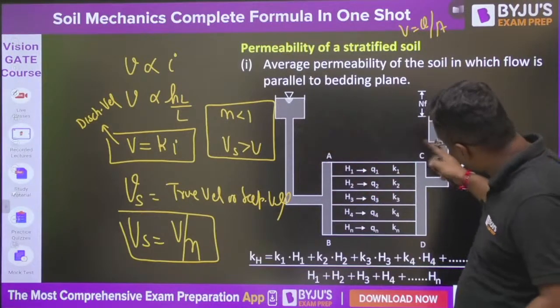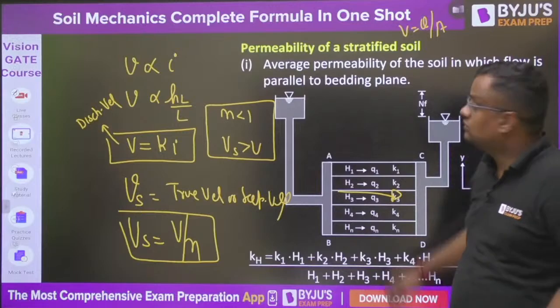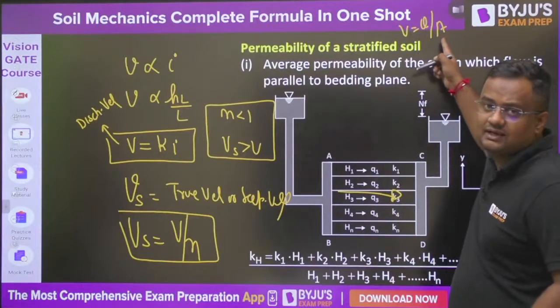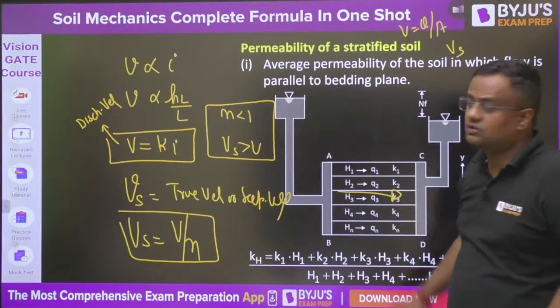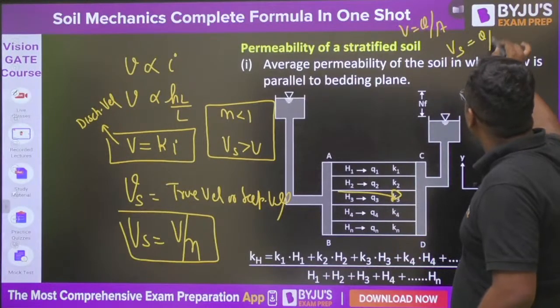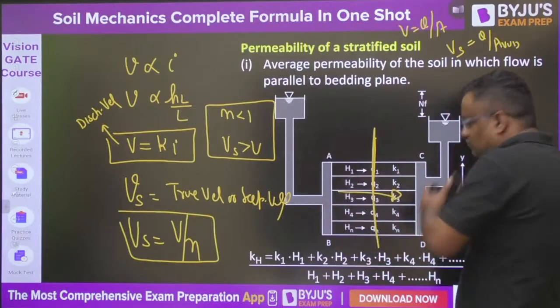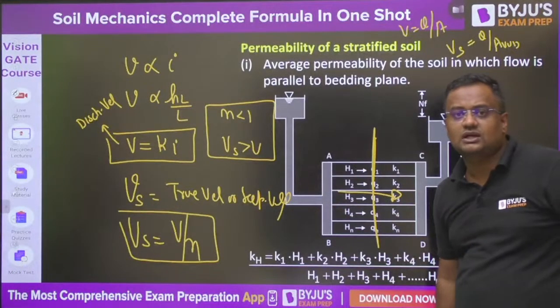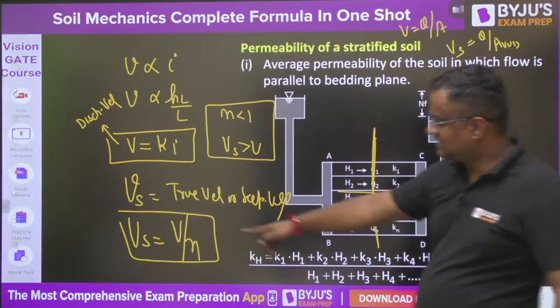From high head to low head, water is going here like this. So in discharge velocity you say discharge by area, but actually the real velocity, the seepage velocity or true velocity, is discharge by area of voids, because water is not coming from the total area. Water is only coming through voids. Okay, so this is the seepage velocity.